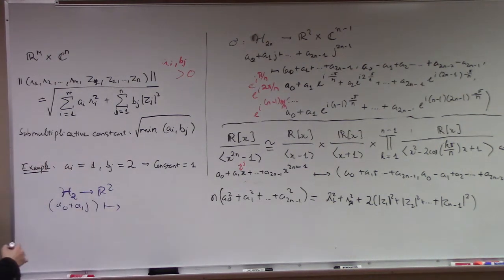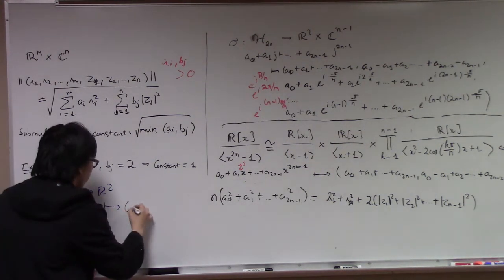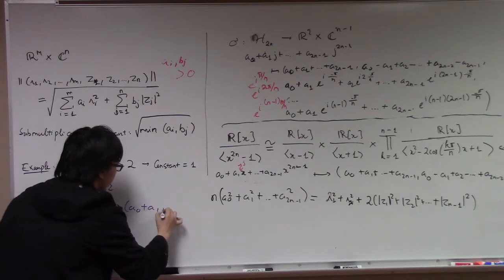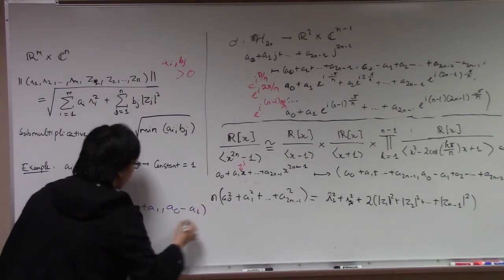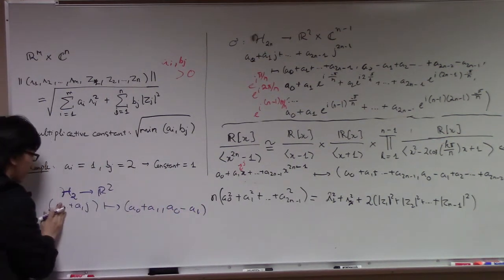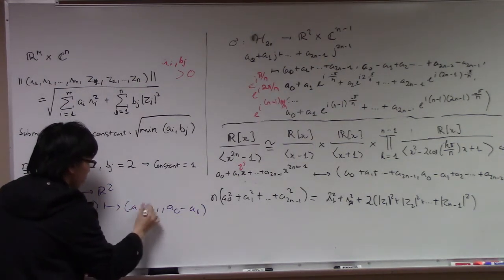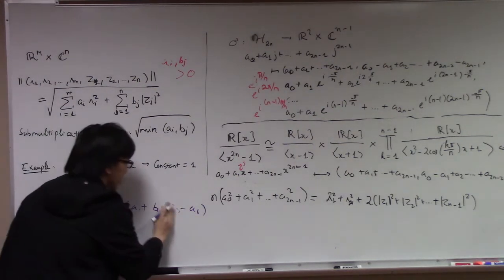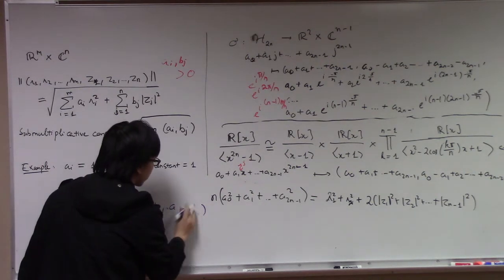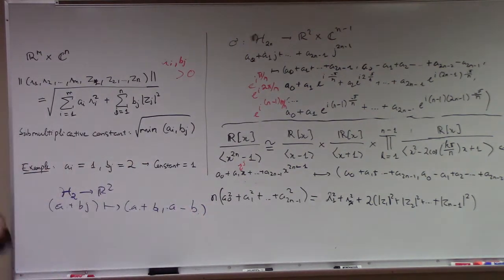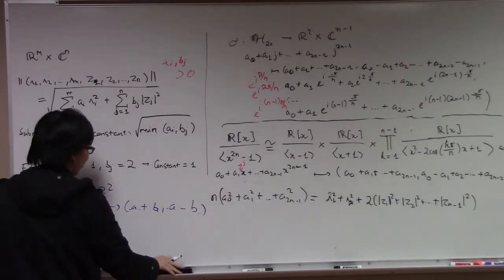According to this isomorphism, I get just this thing, the usual one. If I replace a0 by a minus b, it's a plus b and a minus b. In this case, it's just the real part, there's no complex part. I meant H4, but I'm just demonstrating.